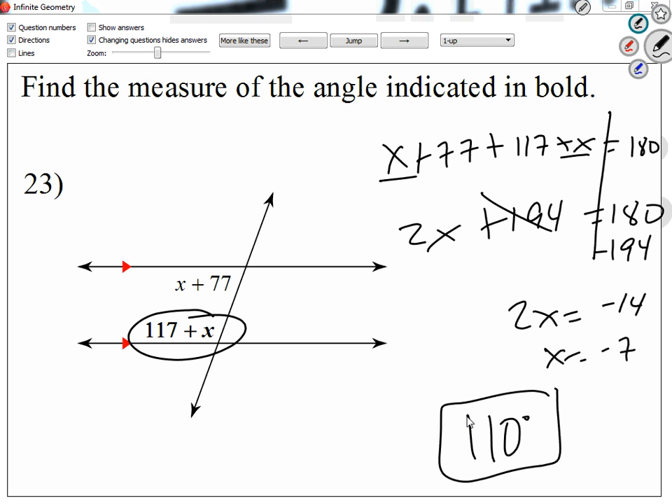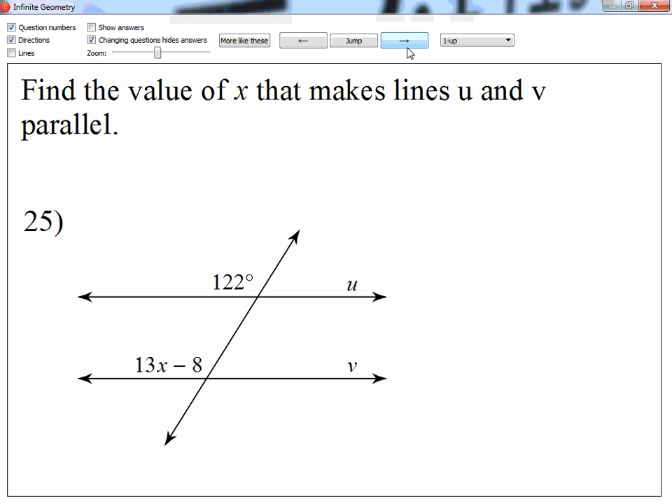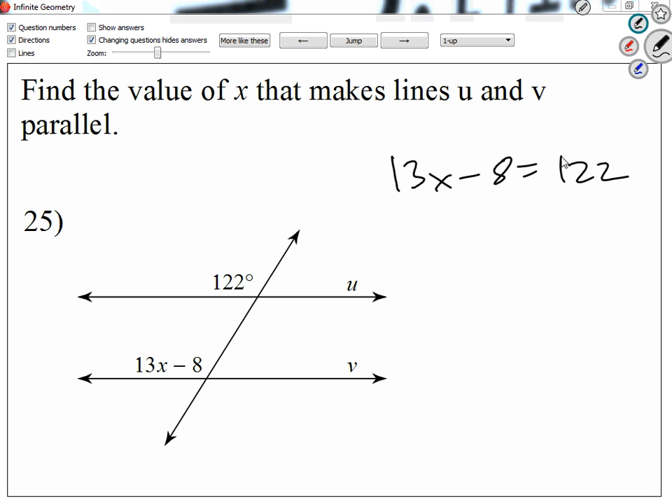Any questions up until 24? All right. For number 25, let's find the value of x that makes lines U and V parallel. If you notice, U and V don't have arrows on this side, so we cannot say they are parallel. The question here is, what will be the value of x that will make them parallel? In order for them to be parallel, the corresponding angles equal each other. So I'm going to say 13x minus 8 is equal to 122. Right, they're corresponding angles, and then solve for x.